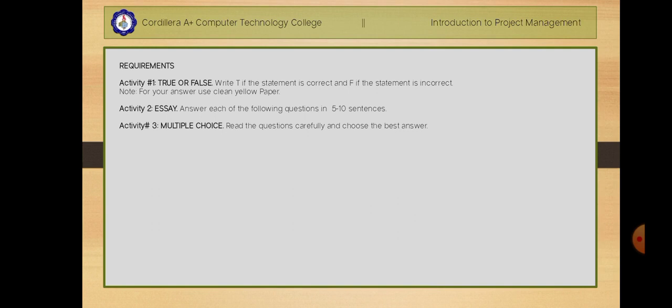And for activity number 3, which is activity number 4 dyan sa module ninyo, na-move na siya guys ha. That is multiple choice. Read the questions carefully and choose the best answer. I think 15 items. Okay, that is for today, and I'll be expecting you to submit your requirements anytime this week.